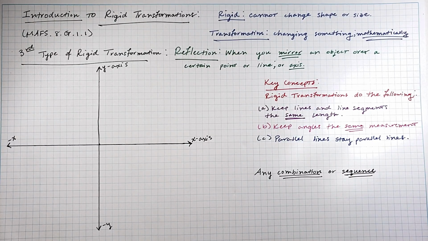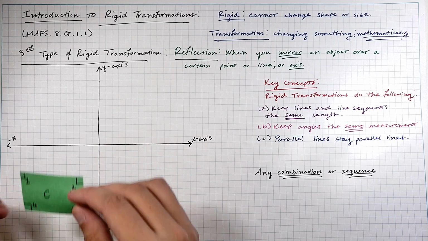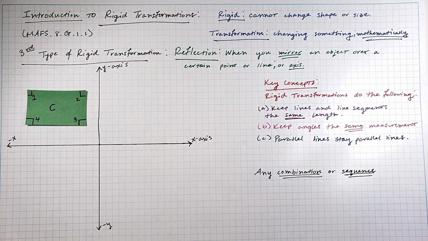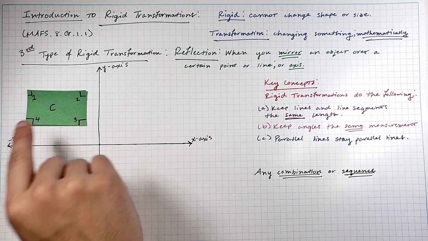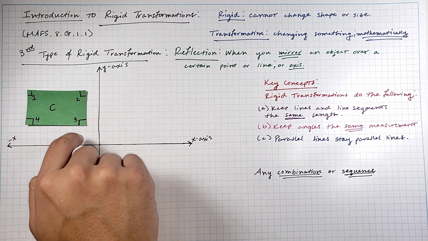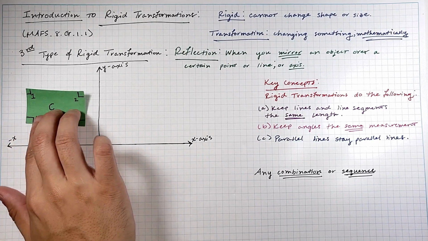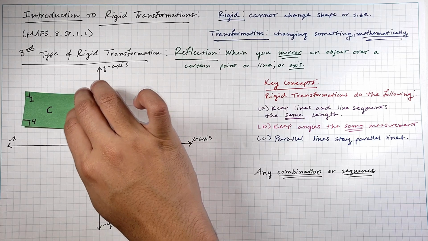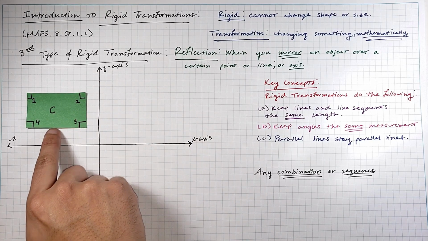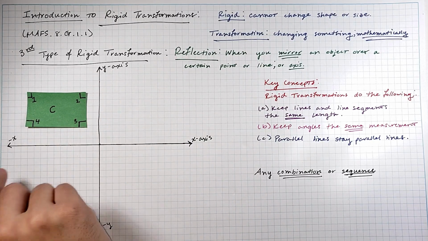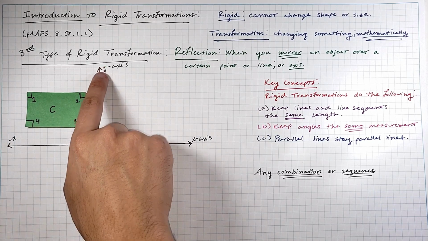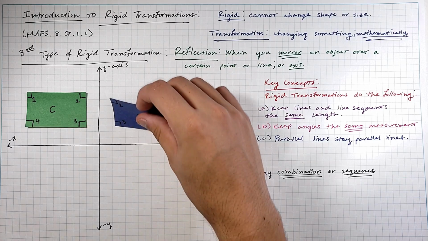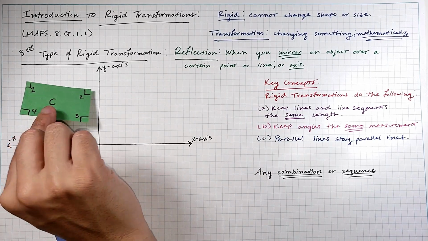So real quick, let's jump into reflections and look at how they behave in the XY plane. Here we have rectangle C, with angles 1, 2, 3, and 4, and we're going to reflect it. We might as well get used to some of the terminology. I'm going to reflect this original rectangle C over the y-axis, so it's going to end up looking like this.